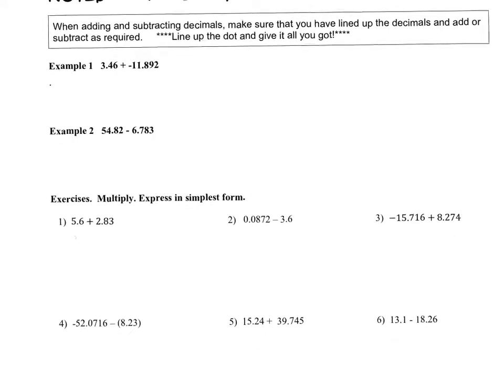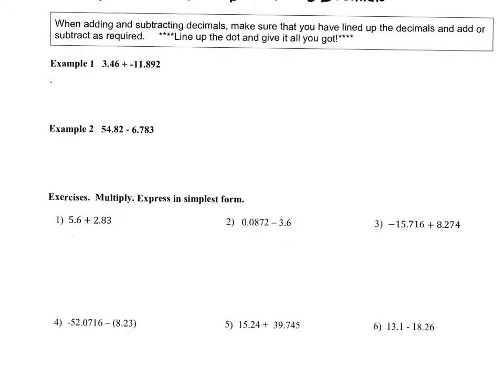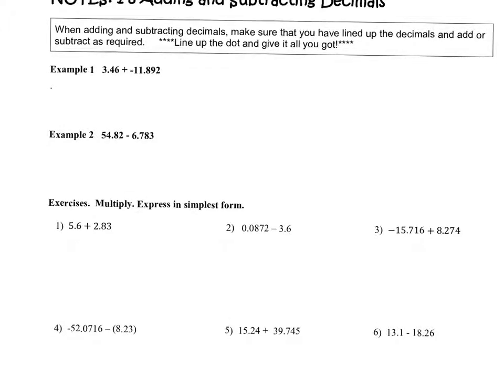Okay, so if you look at number 1, the integer rules are going to apply no matter where we are or what we're doing. So on number 1, it says 3.46 plus negative 11.892. Okay, so we're going to line up the dot, but we got to decide how to work that. We have a positive and a negative, so we have different signs. So we're going to subtract and keep the sign of the larger. So I have 11.892 minus 3.46. Okay, so I've lined up my dot.